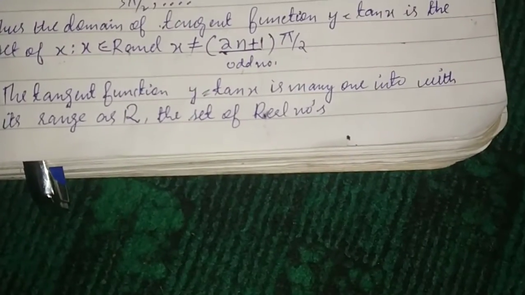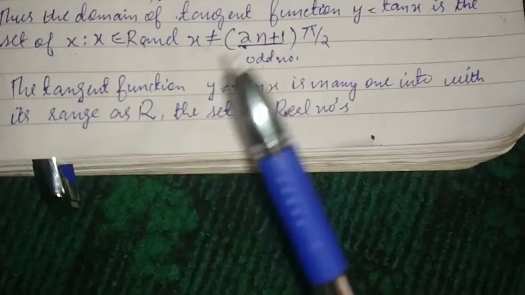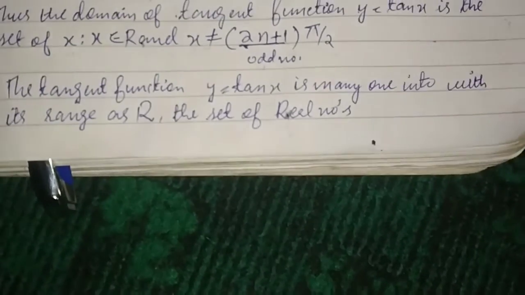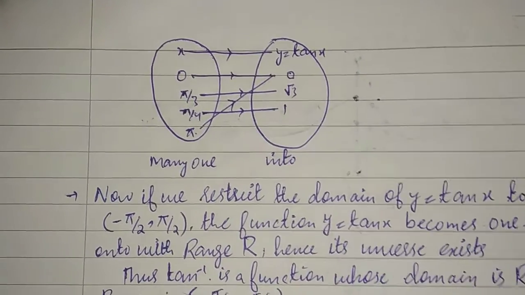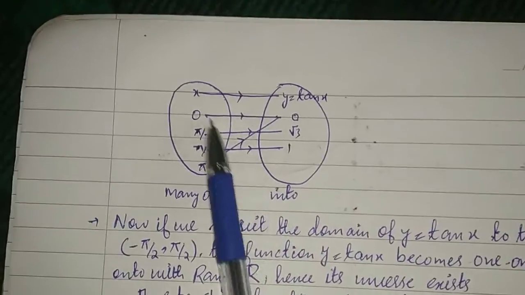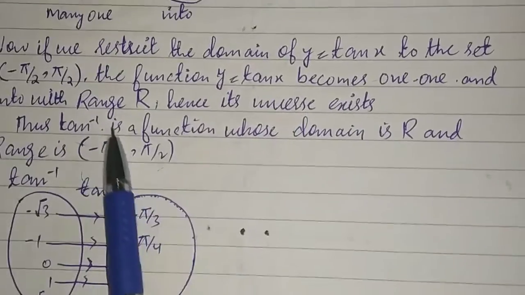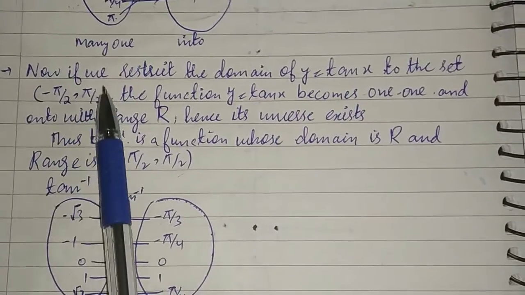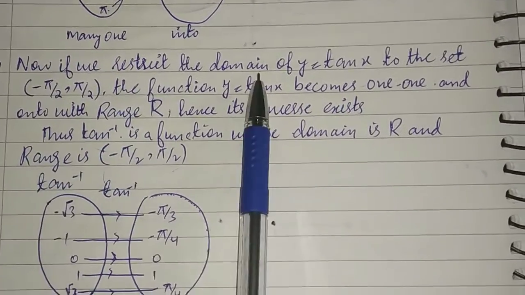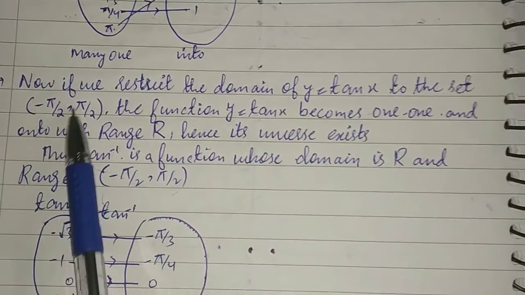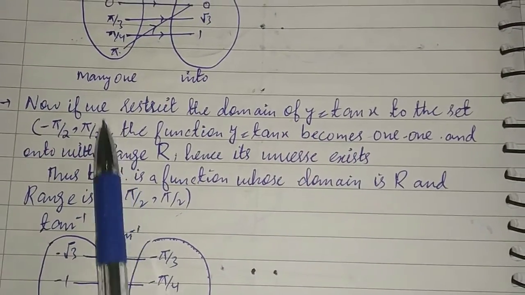The tangent function is many-one and into, with its range being the set of real numbers. Again, the tangent function is many-one and into, but for finding its inverse we have to make it one-one and onto, as we have discussed in the previous segment. You just look at the example, you will find that it's many-one and into. Now the concept comes here. We'll be again restricting certain things here. Now if we restrict the domain of y equals tan x to the set of -pi by 2 to pi by 2, that means what was the domain here?